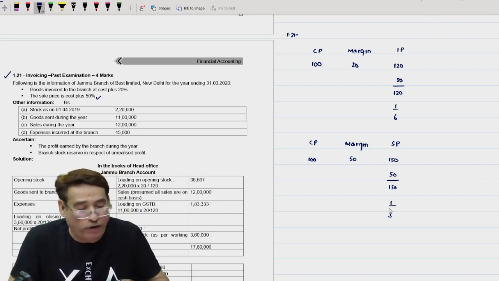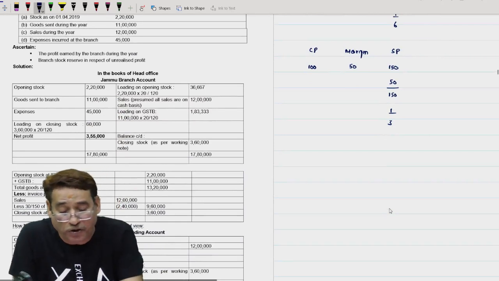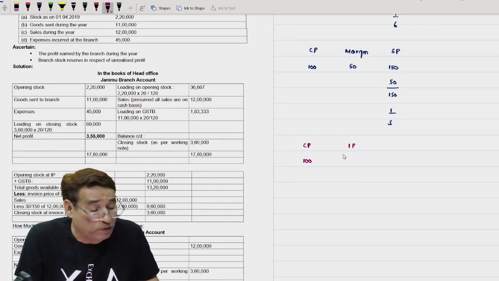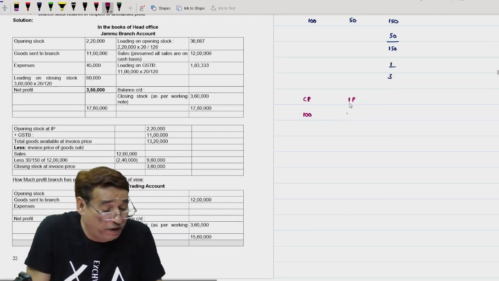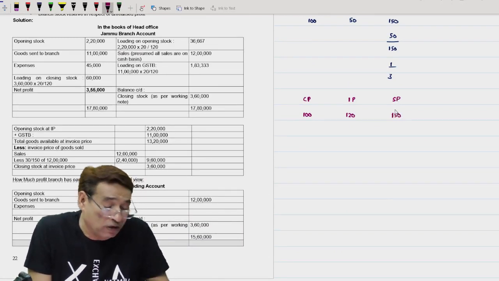So all in all, we may say in this particular question, there are three types of prices which are coming into the picture. One is cost price. Cost price is 100. Another is invoice price in this question. As we just saw, invoice price was 120. 120 was it? Right. Invoice price is 120. And we just saw that selling price is 150. Selling price is 150. Is it clear to you?